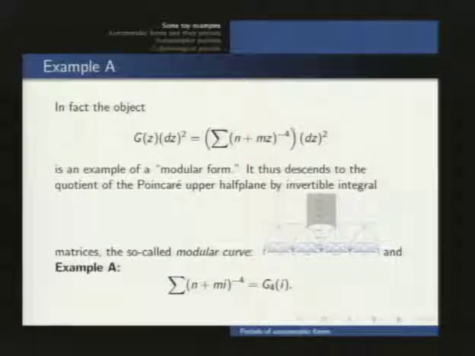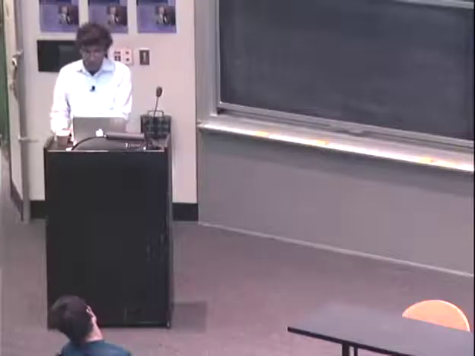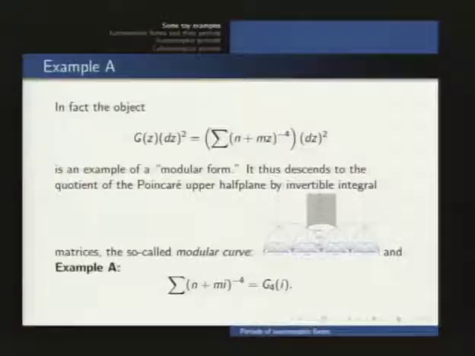And so this function descends to some quotient. So the series is convergent off the real axis, but let's just look above the real axis. This object descends to the quotient of that upper half plane by the group generated by those transformations. And so this quotient is called the modular curve. Okay, we'll see it later. And all right, so this series I wanted, I can now understand it as a specialization of this function G4.